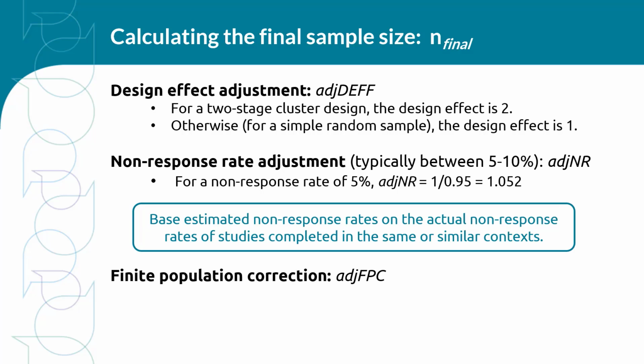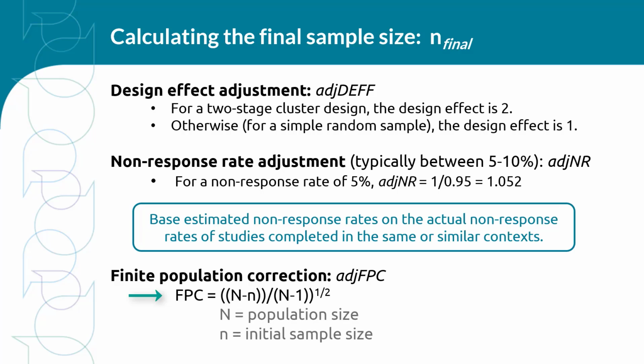The finite population correction, or ADGE-FPC, is the most complicated of these adjustments and is often not needed. The purpose of the finite population correction is to reduce the final sample size if the initial sample size estimate is greater than 5% of the total number of participants in our sampling frame. The formula for calculating finite population correction, or FPC, is as follows, where capital N is population size and lowercase n is the initial sample size. If the calculated FPC is close to 1, it can be ignored.